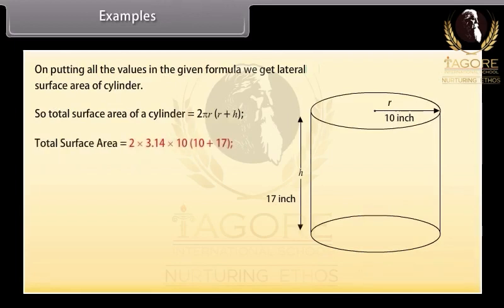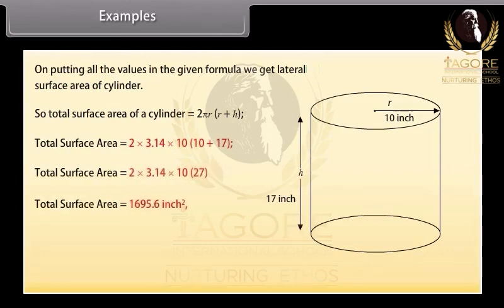Total surface area equals 2 into 3.14 into 10 into (10 plus 17). Solving this, we get the total surface area as 1695.6 inch square.